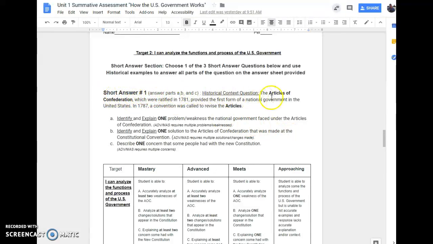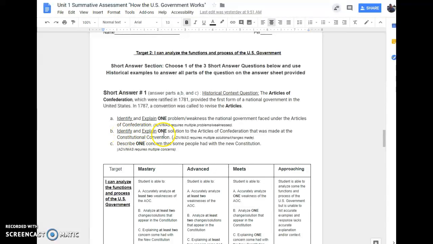So short answer question number one is regarding the Articles of Confederation. If you feel good about the weaknesses of the Articles of Confederation, we did a lot of work on that in class, you can go ahead and do this one. So here's what you do. It's asking you to do three parts, part A, B, and C. On your answer sheet, you're going to write part A, question number one, and you're going to identify and explain one problem or weakness with the Articles of Confederation. Okay, we went over tons of those weaknesses, why it was a weak form of a national government. So you have to explain one accurately.